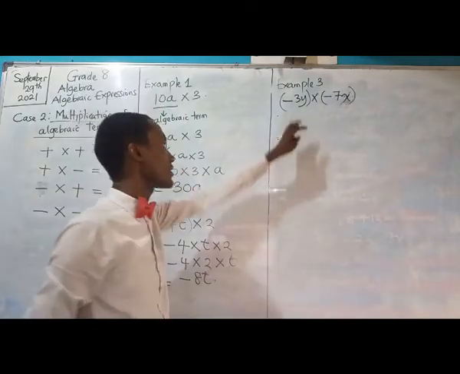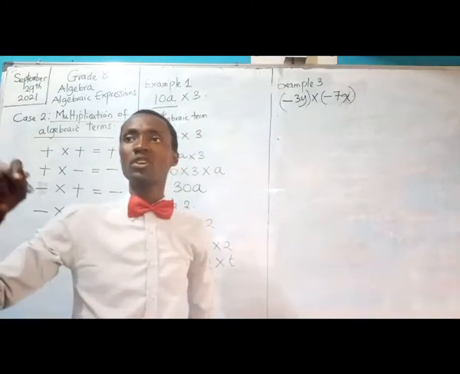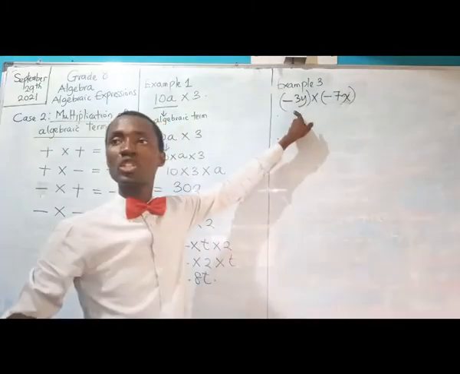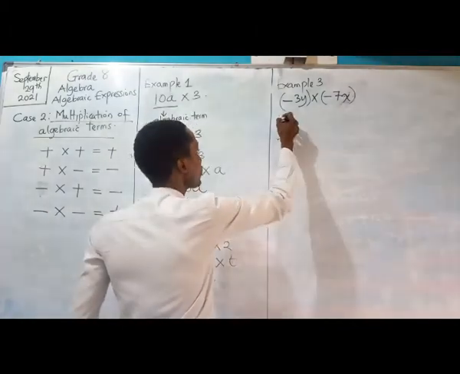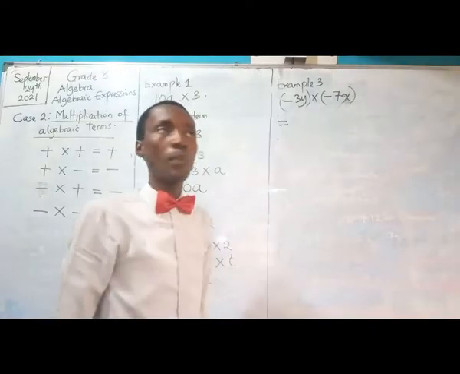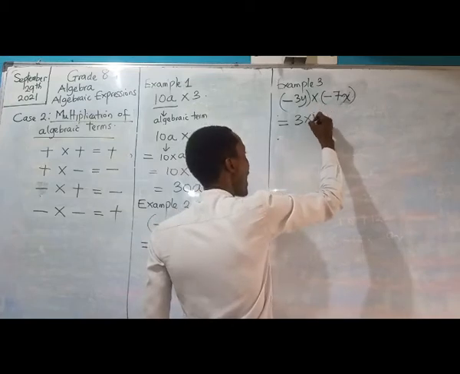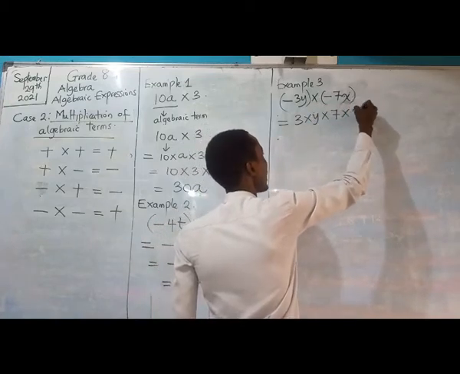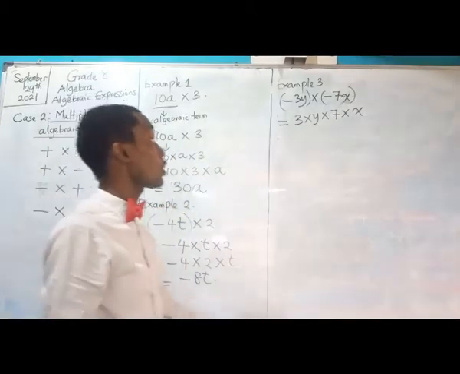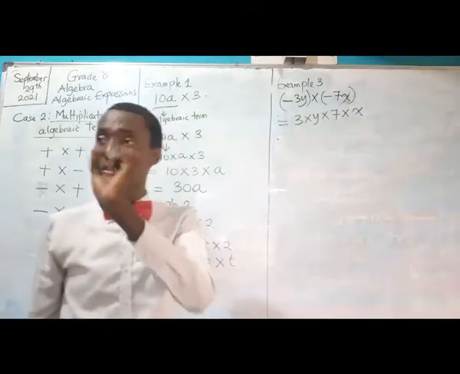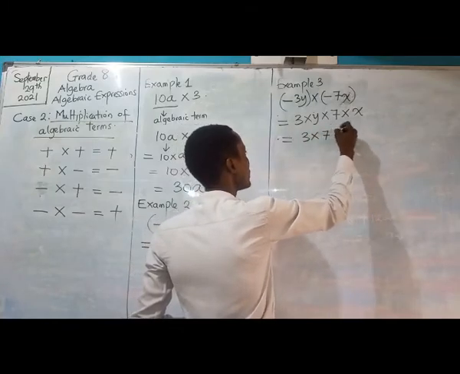Now, the next problem we have is negative 3y times negative 7x. Now, the first thing you must take into consideration is this. My answer must be positive because negative times negative is what? Positive. So, I know my answer has to be positive. So, that will be equal to 3 times y times 7 times x. Somebody is wondering, where is the negative gone to? Negative is gone because negative times negative is positive.